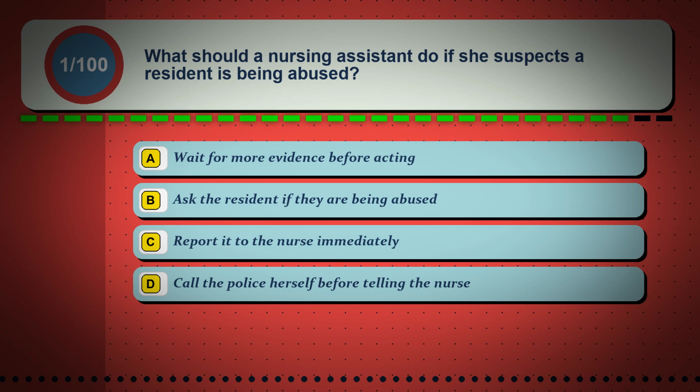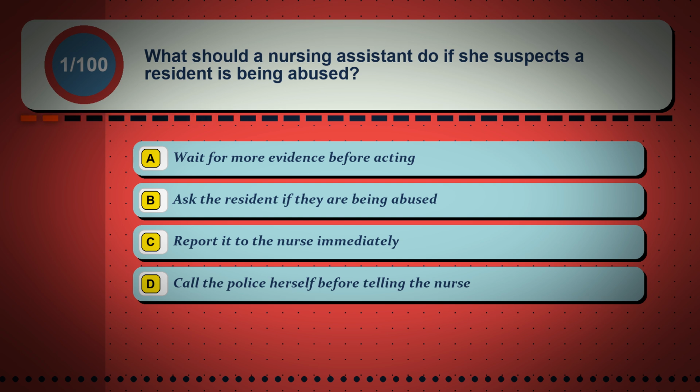Question 1. What should a nursing assistant do if she suspects a resident is being abused? Option A. Wait for more evidence before acting. Option B. Ask the resident if they are being abused. Option C. Report it to the nurse immediately. Option D. Call the police herself before telling the nurse.